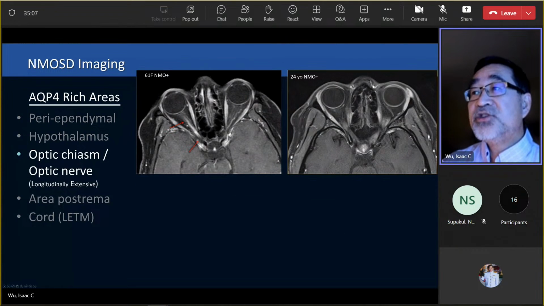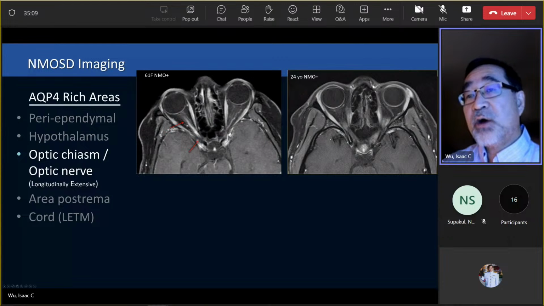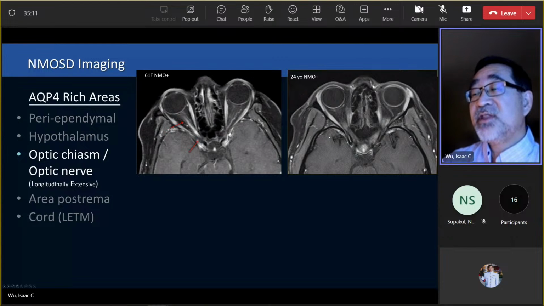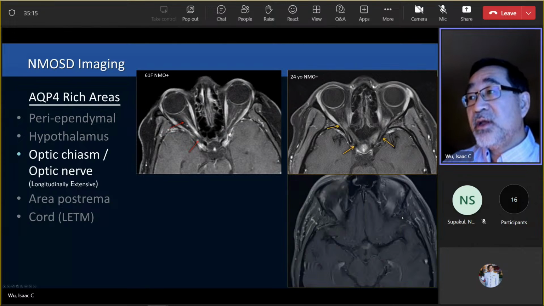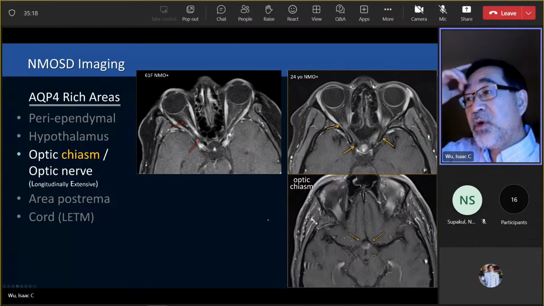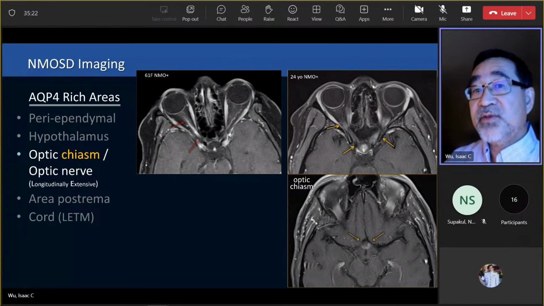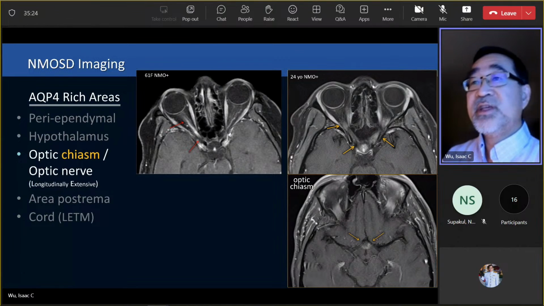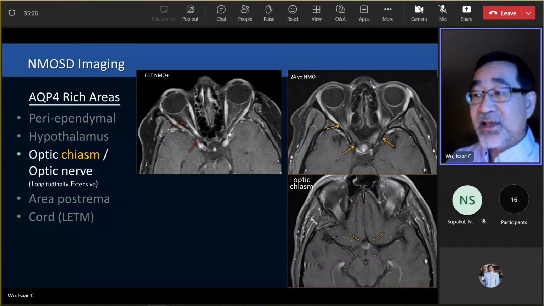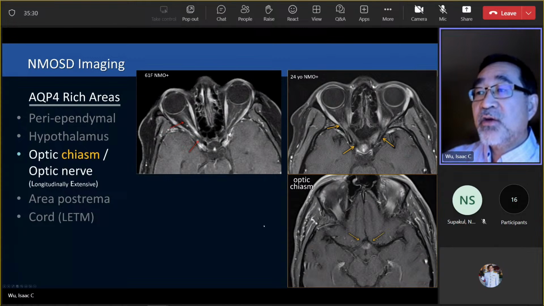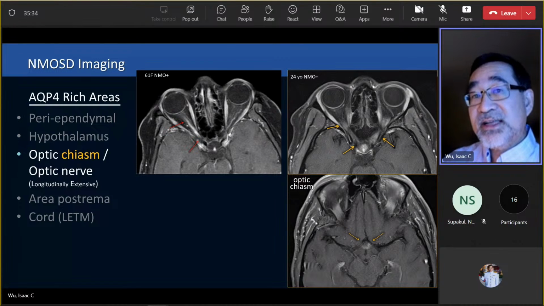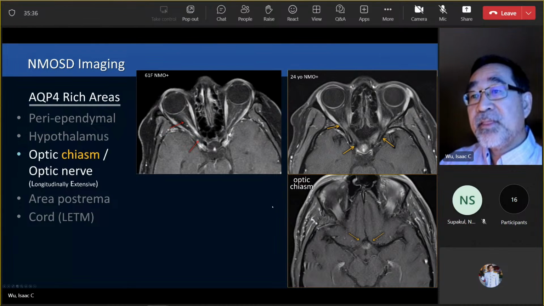This younger patient also has aquaporin 4 antibody positivity, NMO. You can see that there's a long segment, and particularly NMO can also involve the optic chiasm. That's quite different than other disease entities, particularly MS. MS does not like to go to the optic chiasm for some reason. So when I look at optic chiasm involvement, one thing to consider is NMOSD.